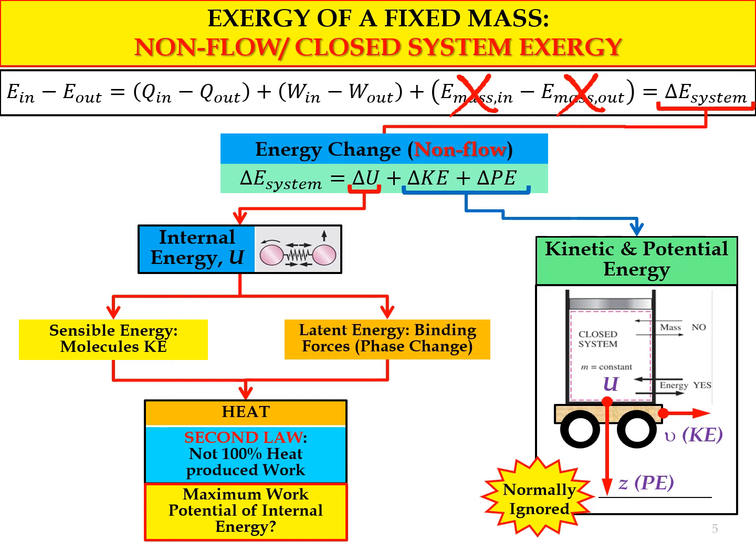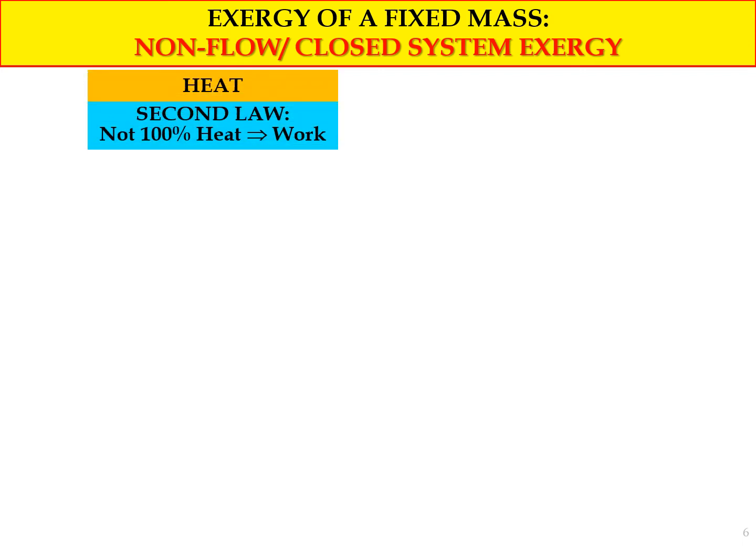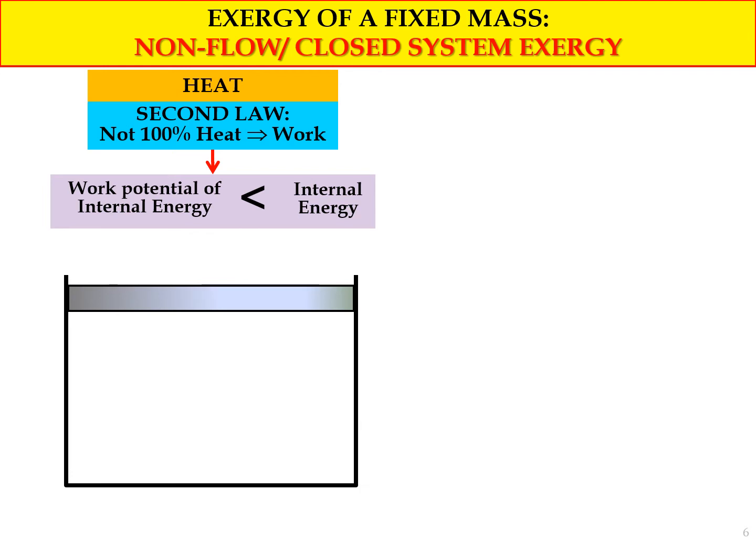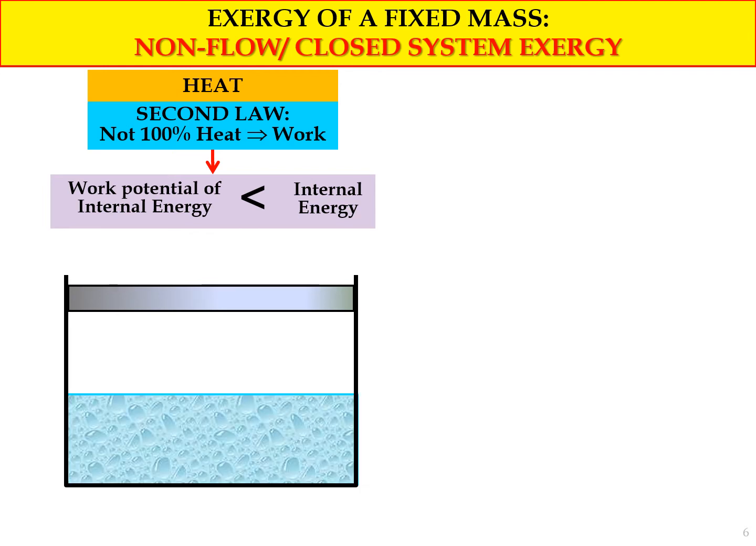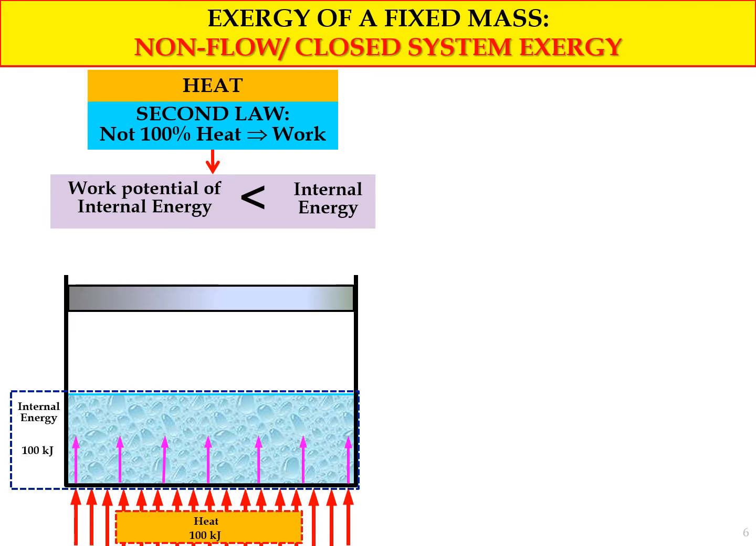So now let's look at the second slide. Exergy of a fixed mass non-flow closed system exergy. So as we all know, the second law of thermodynamics states that not 100% of heat will produce work. And from this statement, we know that the work potential of the internal energy should not be more than the internal energy itself. So consider a piston cylinder system, and then there is water trapped inside it. Then we give heat to the water, let's say 100 kilojoules of heat, and the internal energy will absorb the 100 kilojoules of this energy.